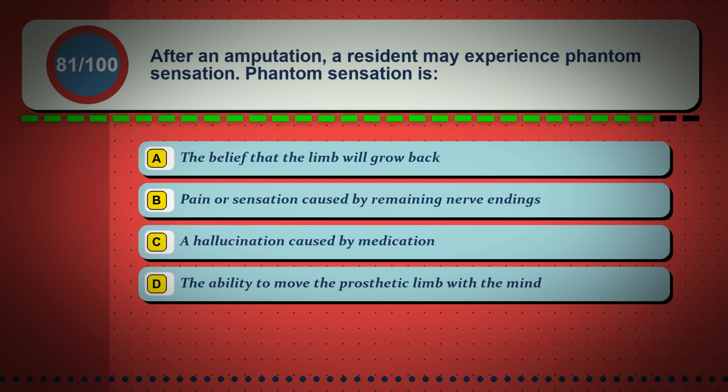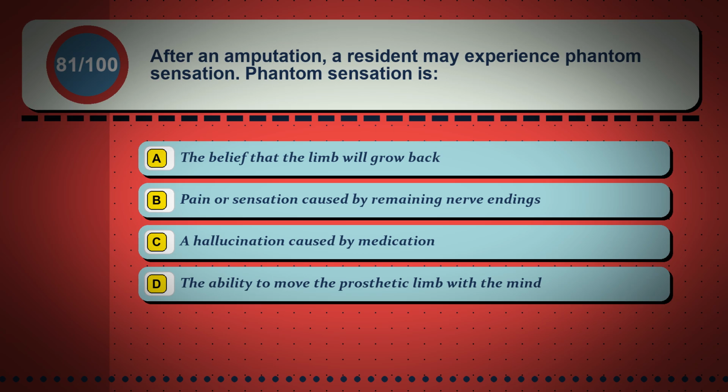Question 81. After an amputation, a resident may experience phantom sensation. Phantom sensation is Option A, the belief that the limb will grow back. Option B, pain or sensation caused by remaining nerve endings. Option C, a hallucination caused by medication. Option D, the ability to move the prosthetic limb with the mind.